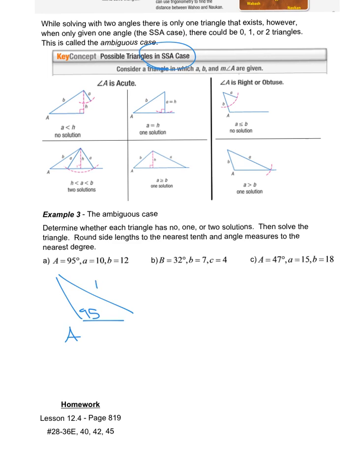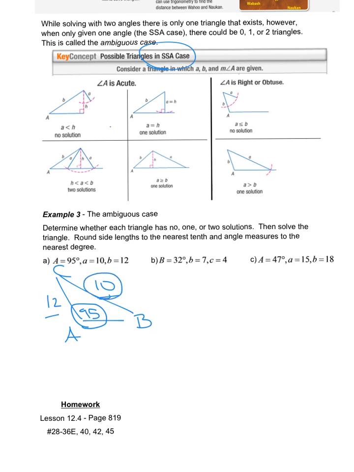So, first things first, draw a sketch. We have A is 95 degrees, the side opposite A is 10, and then we're just going to say this is 12. And again, keep in mind our pictures aren't going to be to scale. But if you look at this, does it make sense that I have an obtuse angle and the side opposite my obtuse angle is smaller than the adjacent side? Hopefully that's sending up some red flags. If that's my largest angle in a triangle, that should be my largest side.